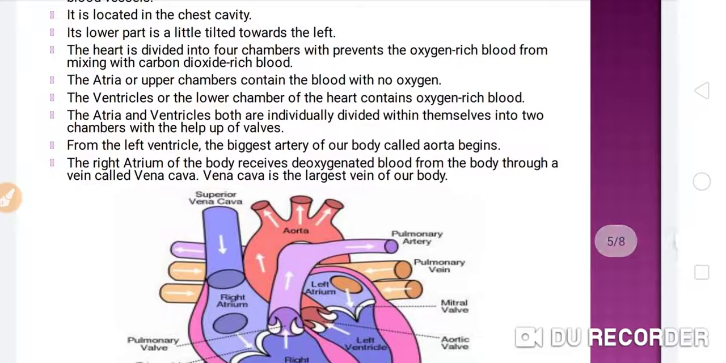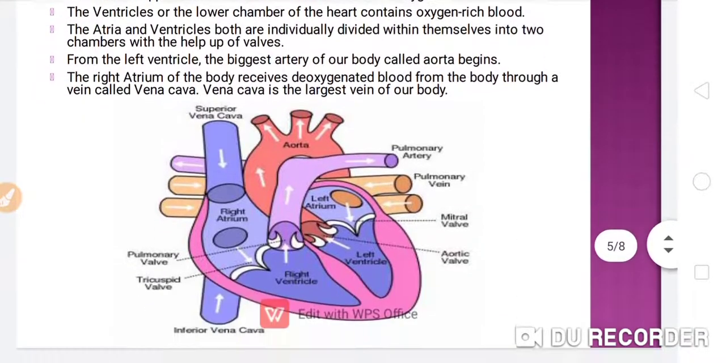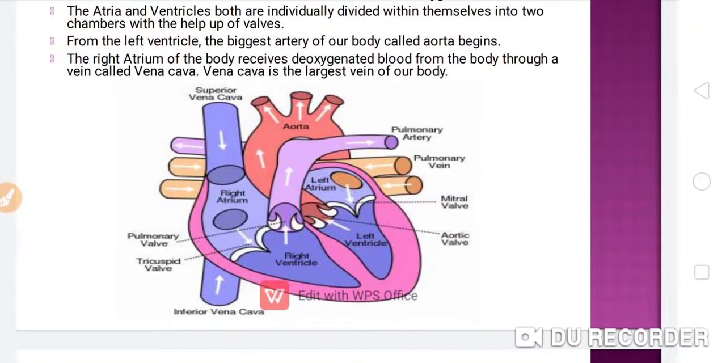And from the left ventricle comes the biggest artery of our body, called the aorta, and the right atrium of the heart receives the deoxygenated blood from the body through a vein called the vena cava. Vena cava is the largest vein of our body. Okay, so here we have discussed all the important things about heart activities.